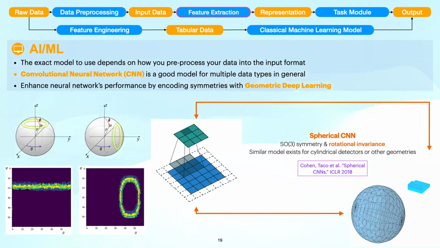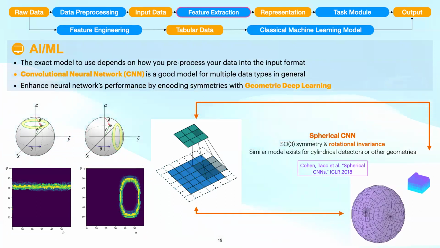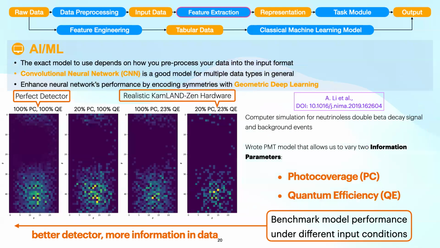So by doing this, you will actually be able to address this situation where the same image, the same event, despite their orientation, are different. So this is part of the geometric deep learning that I mentioned, and it can actually improve the performance of our neural network model. So let's see how it can actually improve the performance of our model.